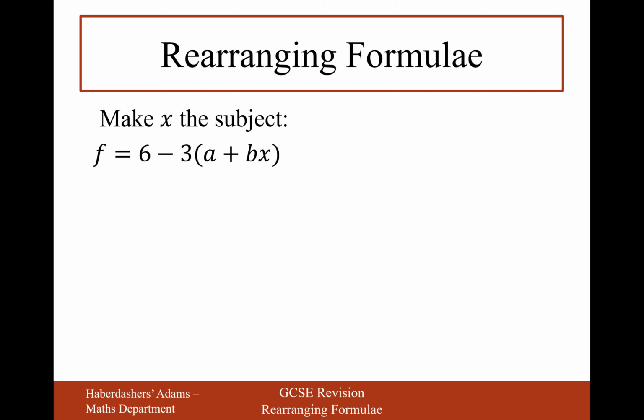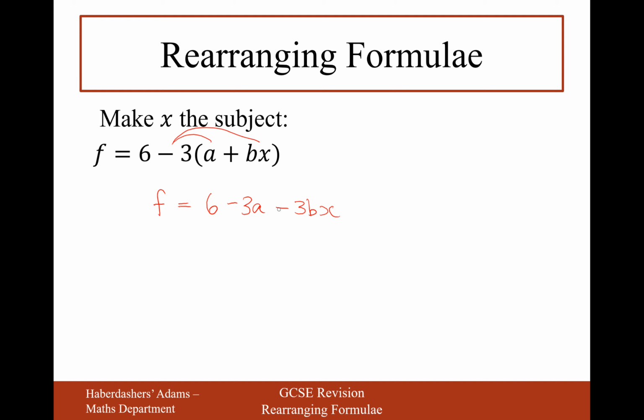Let's move on to the next one. So in this case it's going to be this thing here. Now I'm going to carefully expand the brackets here, because when I expand the brackets I'm going to get f equals 6. Minus 3 times a is minus 3a, and minus 3 times bx is minus 3bx. So it's taking away everything in this bracket, or taking away 3 lots of everything in this bracket. So both things need to be subtracted.